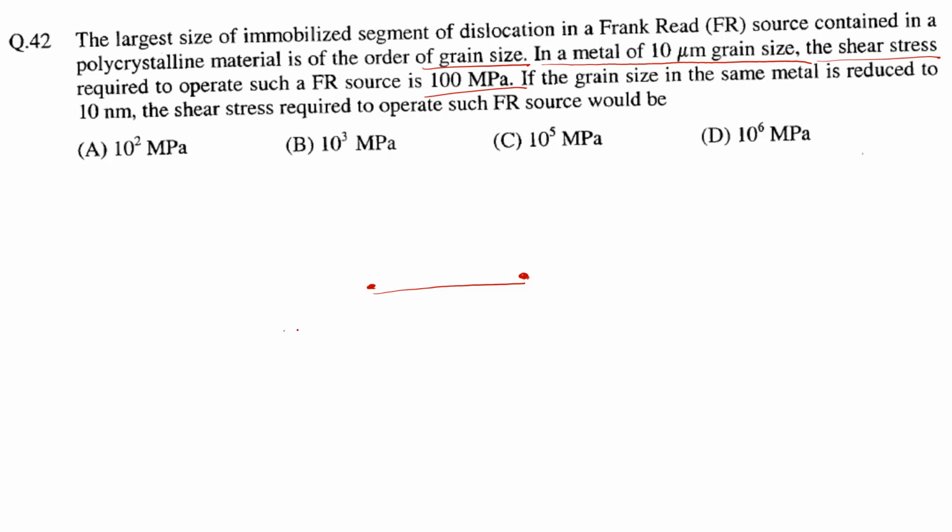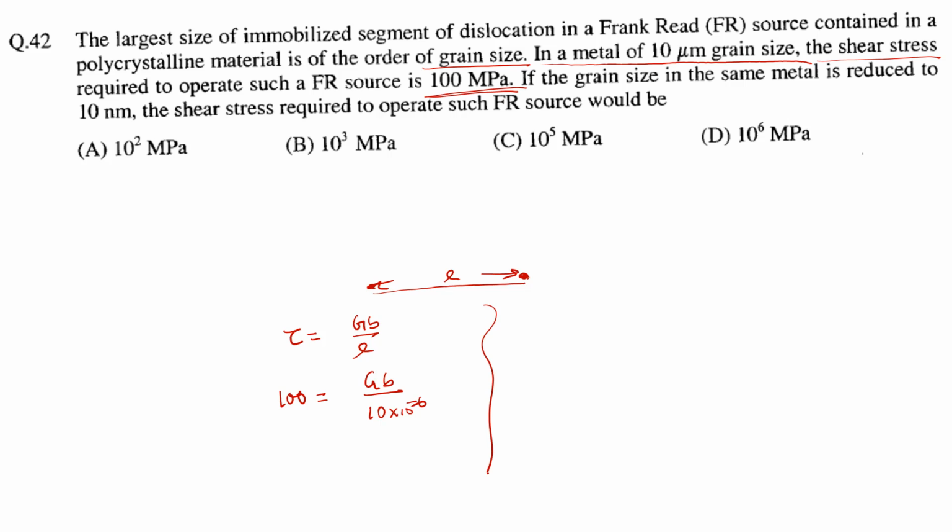So we know the formula. Tau is equal to GB by L, and this is your L. So tau is inversely proportional to the length of this dislocation. Length here is defined in terms of the grain size, that is 10 micrometer in the first case. So tau in the initial case is 100. Let us write 100 equal to G, and B we don't know, so let it be a constant, and L in the first case is 10 micrometer, so 10 into 10 power minus 6 meter.